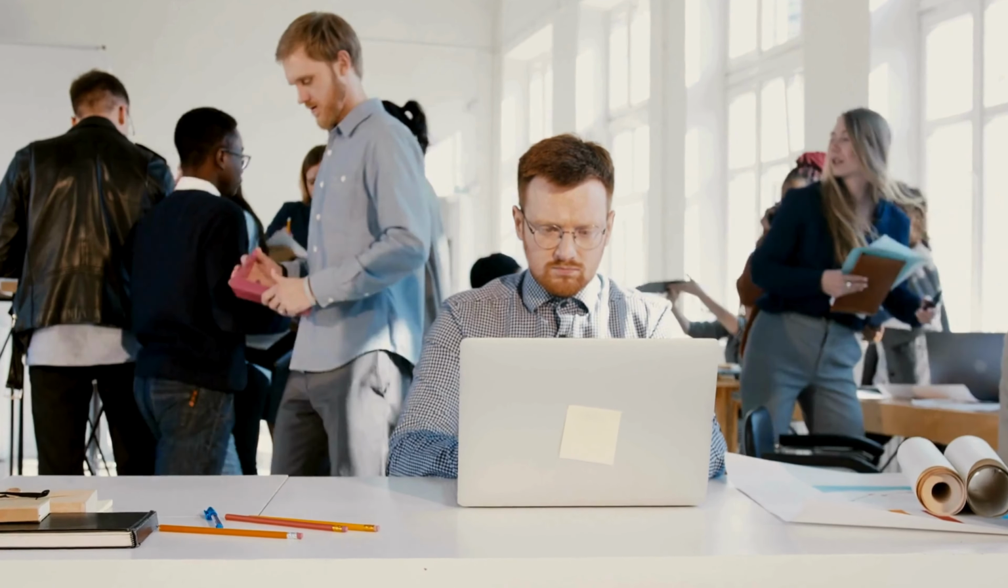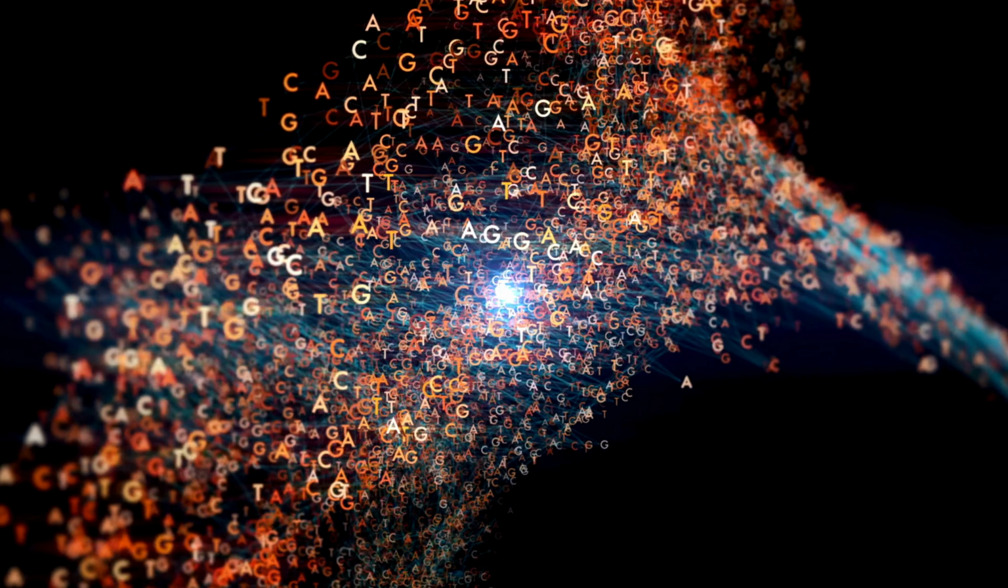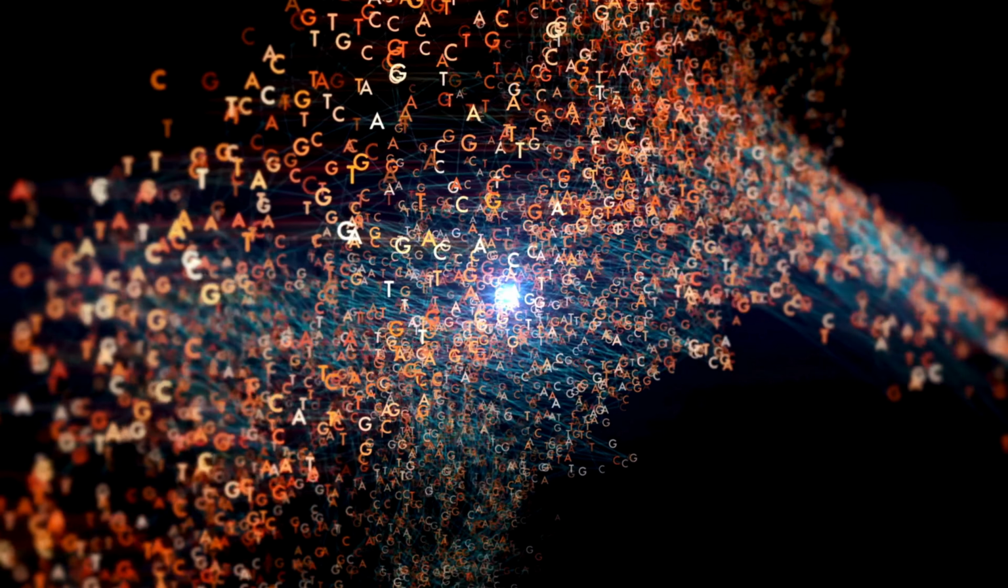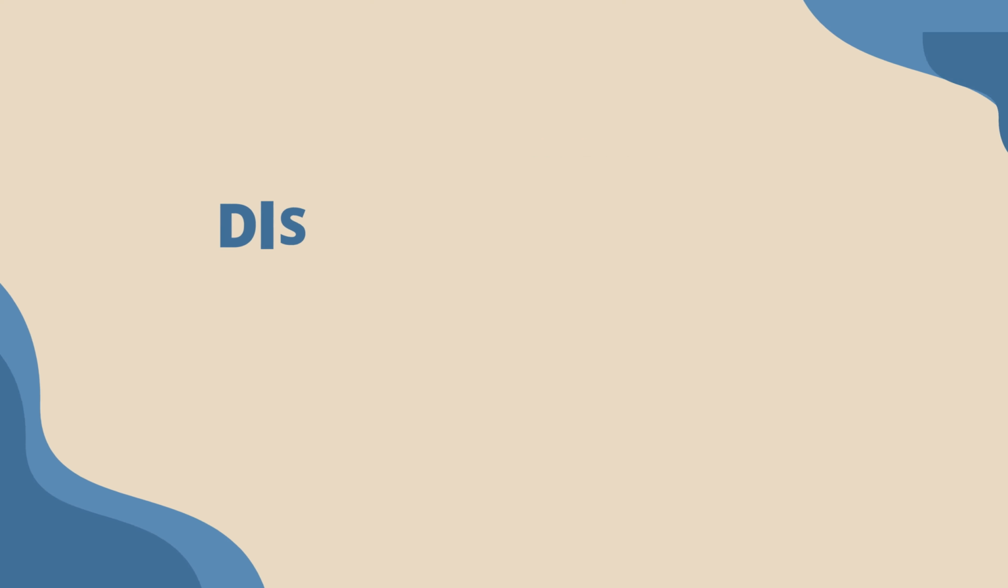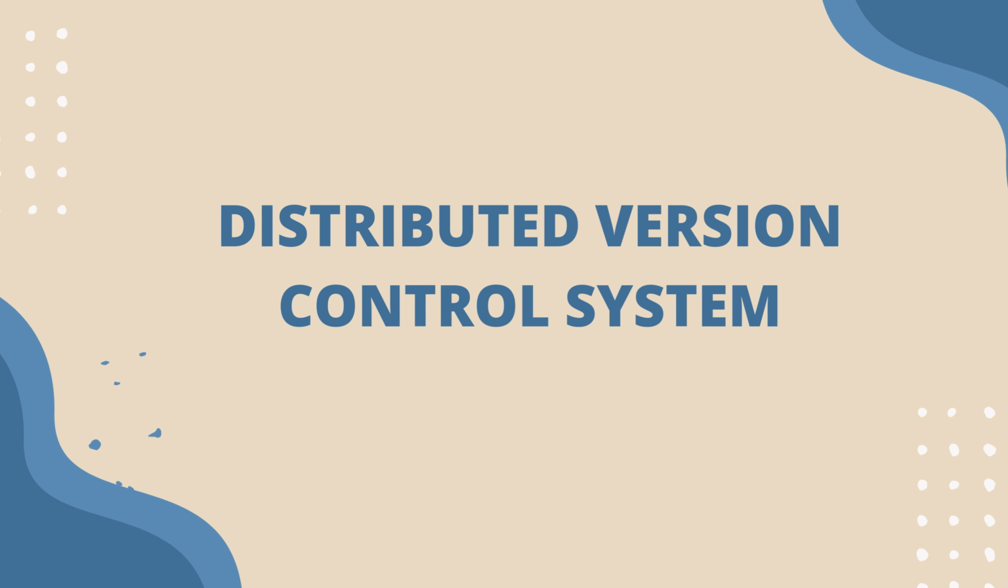Imagine a team working on the same codebase without version control. It'd be chaos. Version control solves this by providing a structured way to manage changes and collaboration. Git is a distributed version control system, meaning every user has a complete copy of the repository.